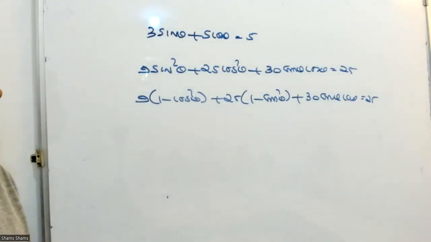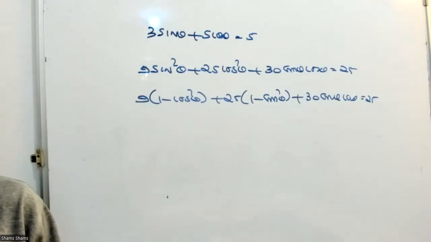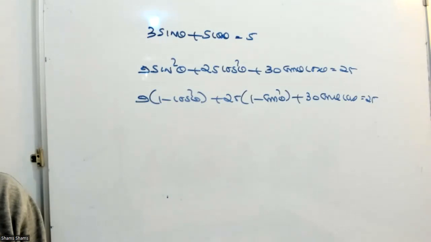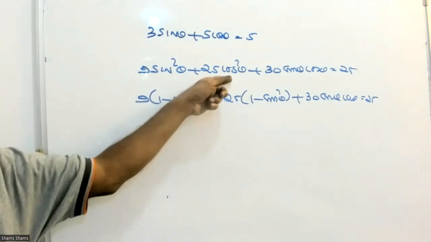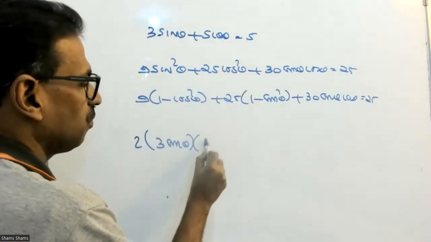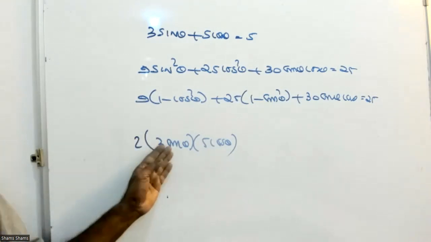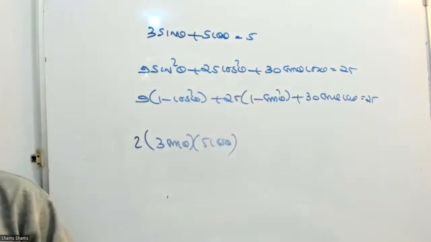Which one? Again, the same question. Squaring means (a plus b) whole square is what? a square plus b square, and then what? 2ab. Tell me (a plus b) whole square. See, a square, b square, 2ab. 2 into 3 sine theta into 5 cos theta. Clear or no? See, 2ab, 2 into a into b. 2 into 3, what? 6. 6 into 5, what? 30. That's 30 sine theta cos theta. Now clear or not?